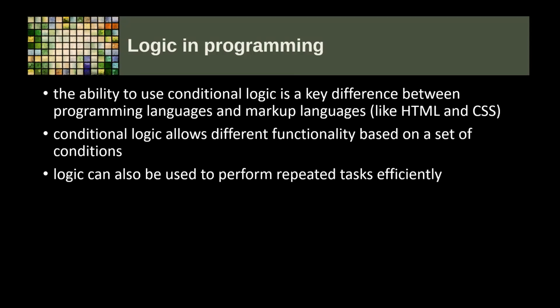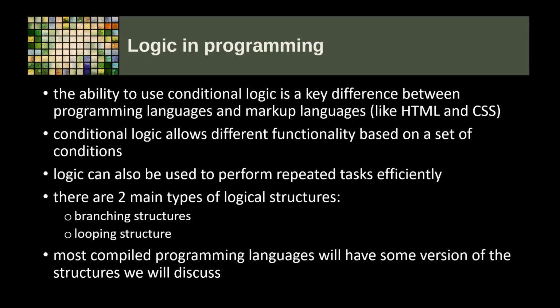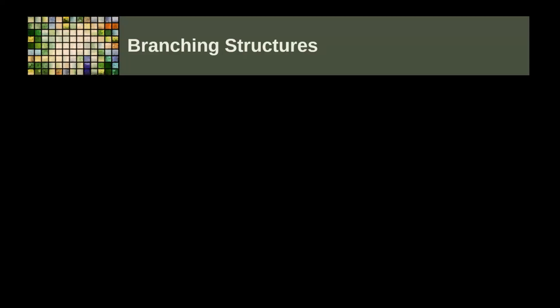Logic can also be used to perform repeated tasks efficiently. So there are two main types of logical structures: branching structures and looping structures. And most compiled programming languages will have some version of the structures that we're going to discuss in the rest of this video. So let's take a look at branching structures first.